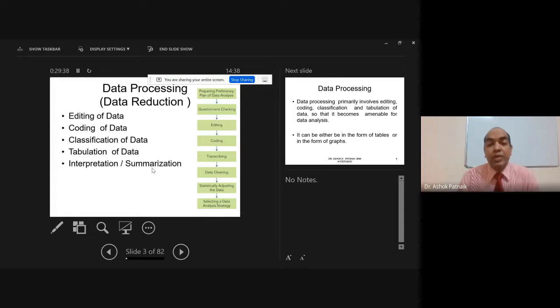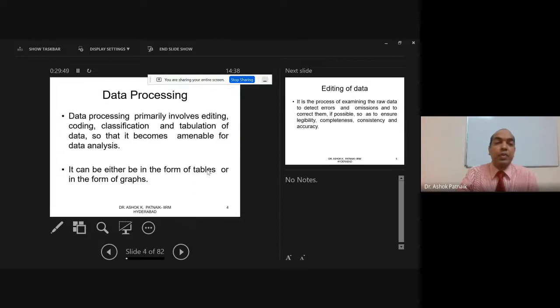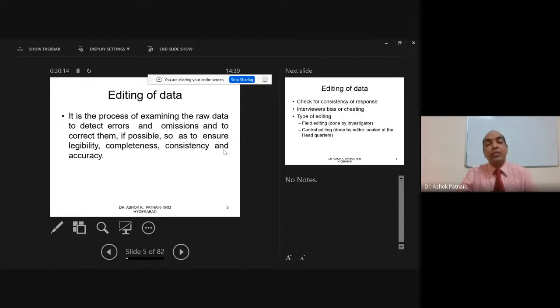I have shown 2 different slides, so you can see that translation is not to be misunderstood with the analysis aspect. Data processing primarily involves editing, coding of data, and tabulation of data. These 3 things we call data processing, and it helps you create some form of tables or graphs, so that the analyst can derive some meaning from that. So the first step is editing of data.